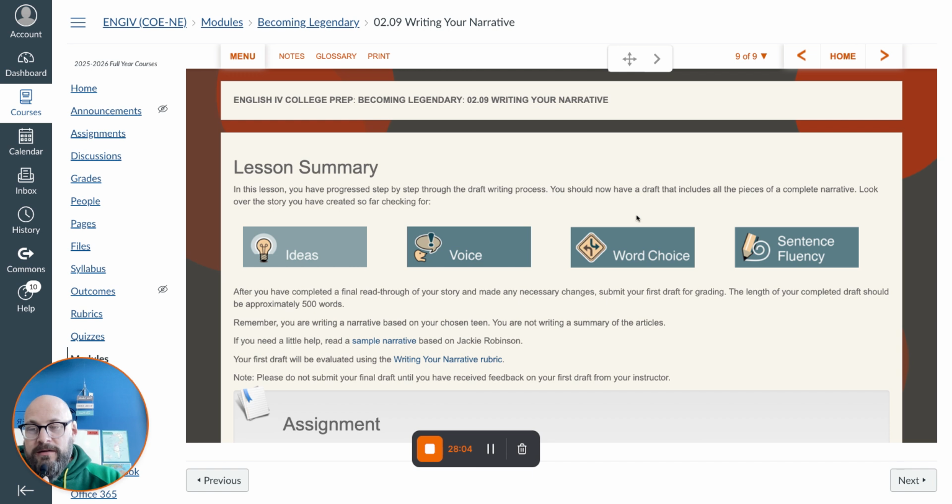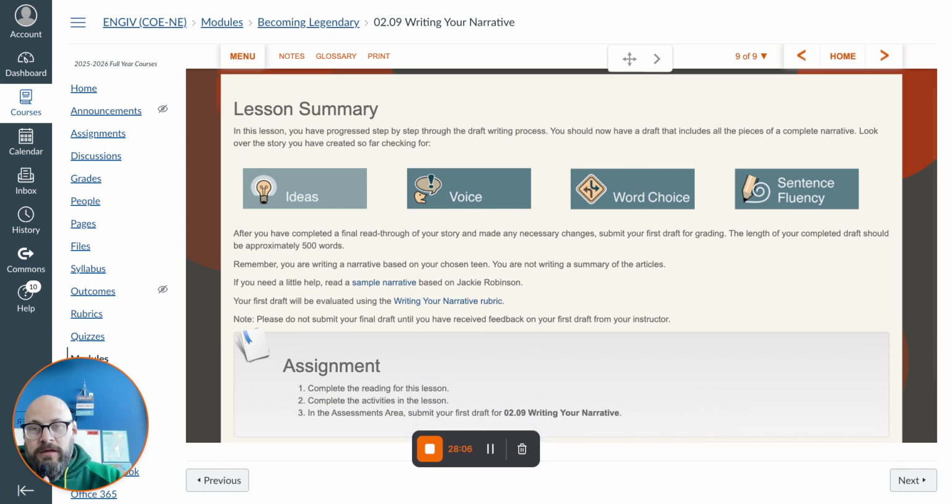Finally, here we are at slide 9. Lesson summary. In this lesson, you have progressed step by step through the draft writing process. You should now have a draft that includes all the pieces of a complete narrative. Look over the story you have created so far, checking for the 4 traits of writing that we've been concentrating on, which are the ideas, voice, word choice, and sentence fluency.